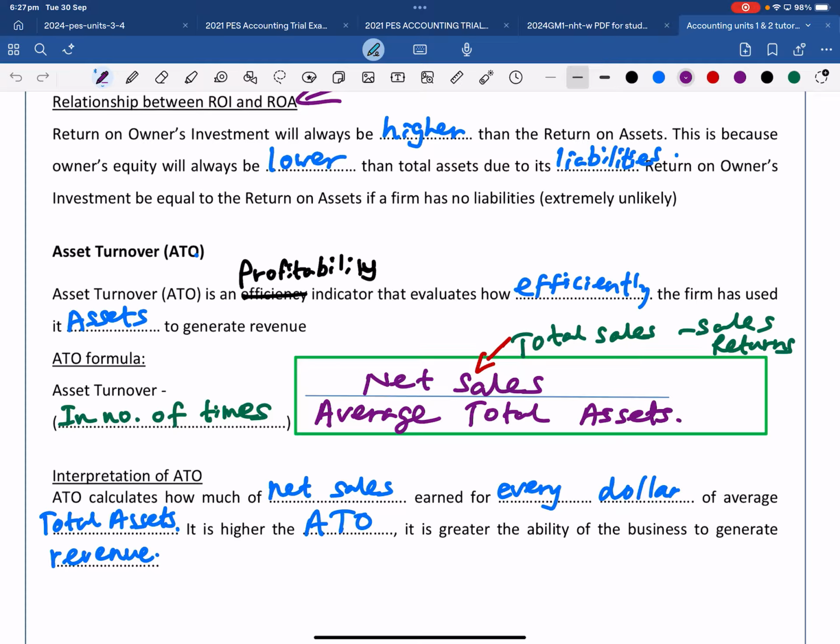Is there any implication if it's too high? Yes, there is. Why? It is quite similar to what we did in inventory turnover. It might say that our selling price is too low, that's why we are making too many conversions of assets into sales. The other one is credit sales. If we are making a lot of credit sales, again, it can be detrimental to the business.